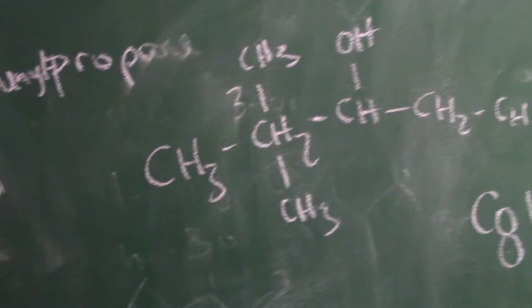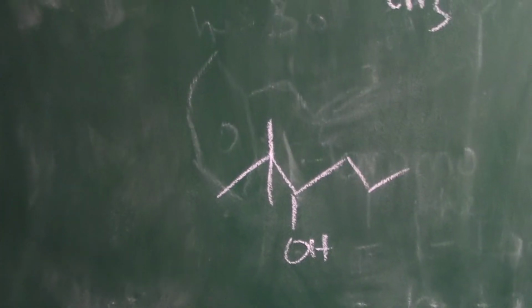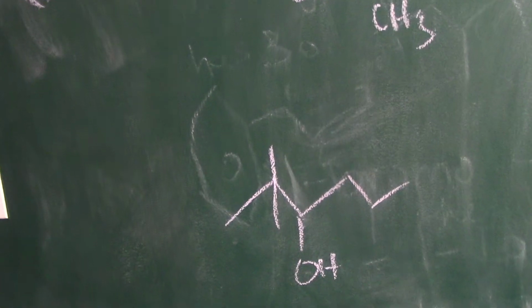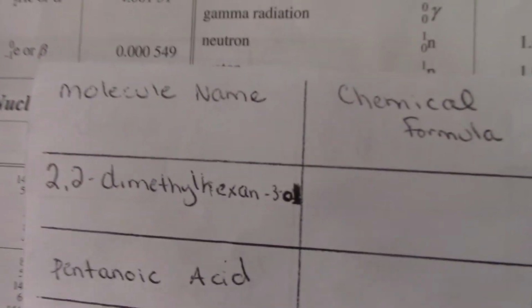Okay, line structural diagram is 1, 2, 3, 4, 5, 6. On carbon 3 is OH, and then methyl groups. Okay, and I'll let you fill in the rest with that. Okay, so that's 2,2-dimethyl hexane-3-ol. Okay, and that's how we deal with alcohols.